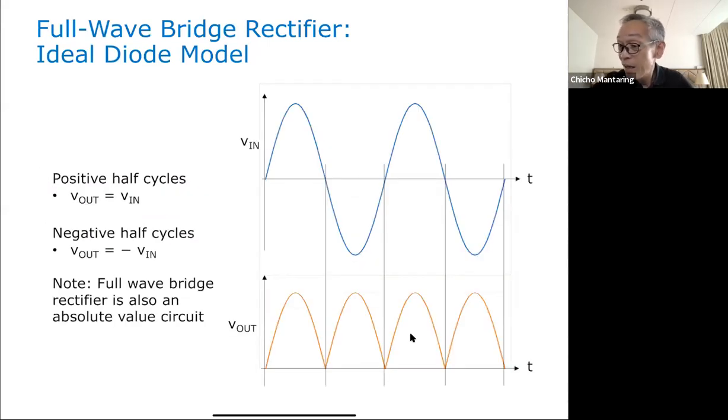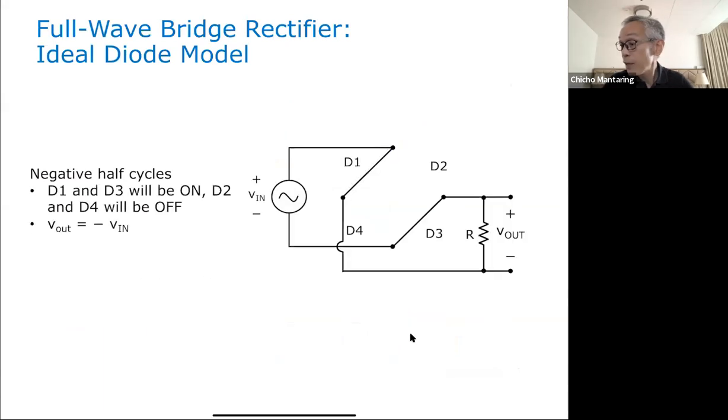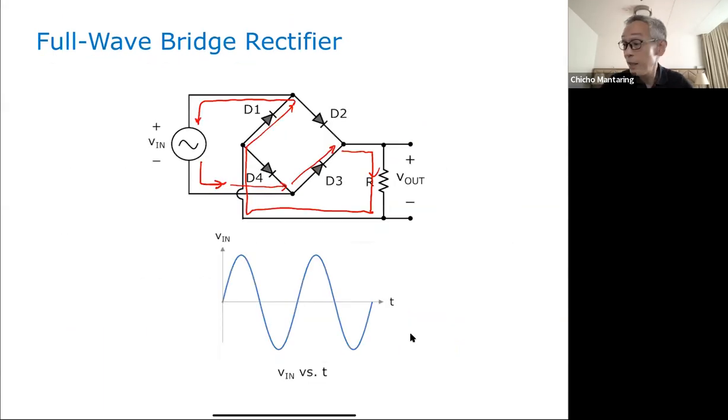Okay, so during the positive cycle, V out is equal to V in. So kung ito yung V in, ito yung V out. During the negative half cycle, V out is equal to minus V in. So kung ito yung V in, ito yung V out. So notice we have the same waveform as our two diode full wave rectifier. But the advantage now here is I did not need two voltage sources. I only needed one voltage source. Hindi kagaya nung two diode full wave na dalawa yung voltage source ko. Okay, I'd like to mention, just in passing, that this circuit is also called a polarity converter.